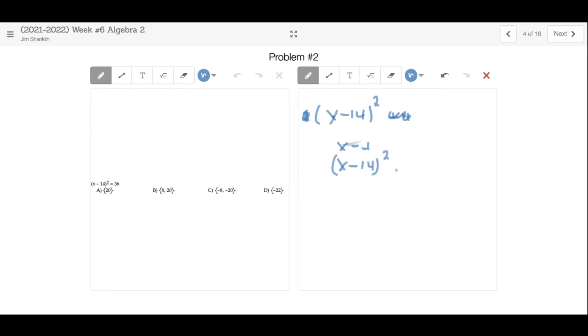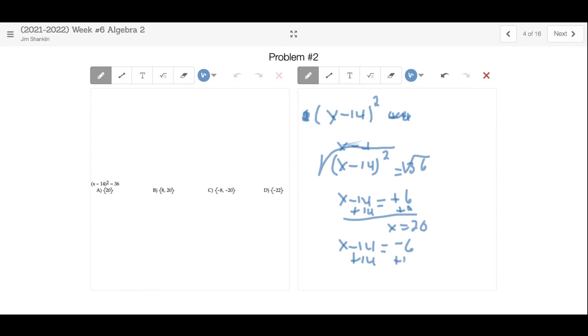So x minus 14 is equal to 36. It is isolated, so I can take the square root of both sides. If I take the square root of both sides, I end up with x minus 14 is equal to +6. And then x minus 14 is equal to -6, because it's positive and negative. So now if I add 14 to both sides, I end up with x equals 20.